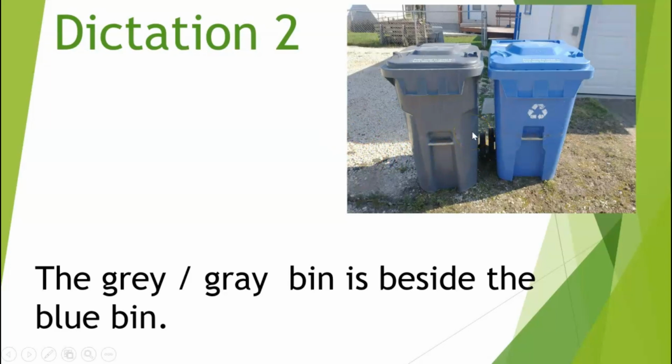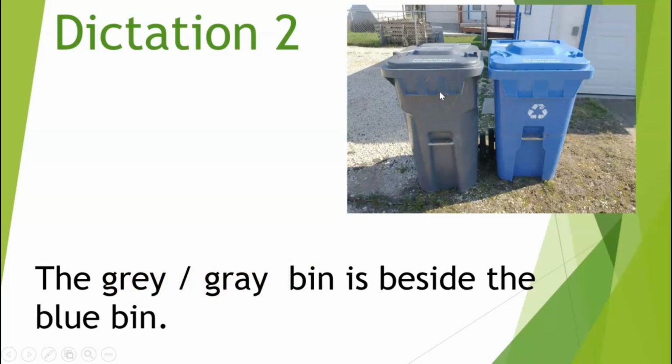They're beside each other. Now, in this sentence, we see gray spelled with an E and gray spelled with an A. And you can spell it both ways. You can spell it with an E or you can spell it with an A. And this, of course, is the color gray.